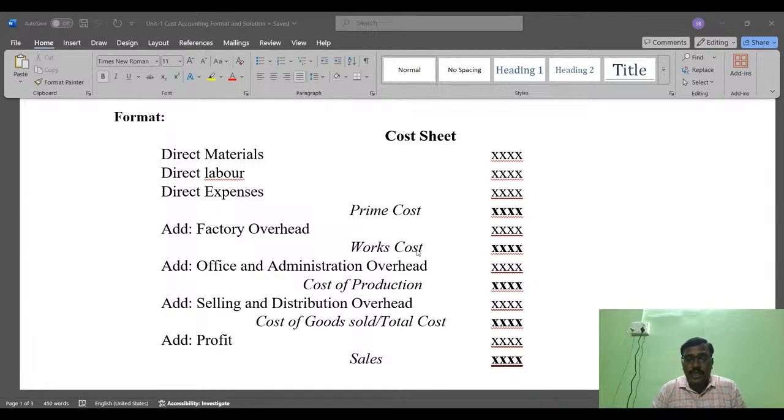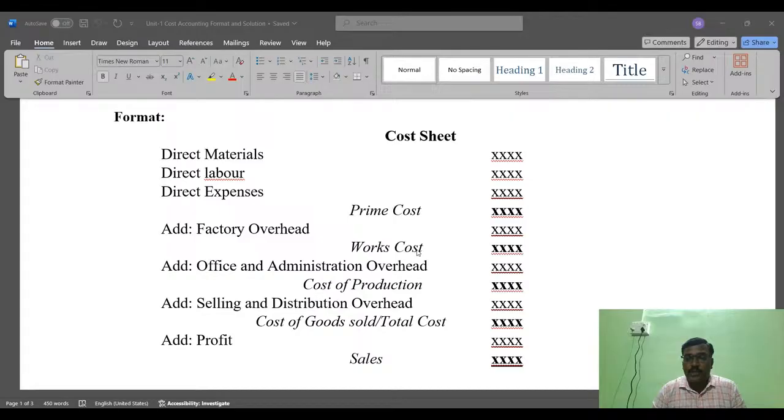The first item entered in a cost sheet is direct material. In a previous session, we saw that direct material means material that is directly used to convert a raw material into a finished product. The second item is direct labor. Labor means employees: any amount incurred on an employee involved in converting the raw material into a finished product. The third entry is direct expenses. Expenses that are directly relevant to the manufacturing of goods are called direct expenses. The total of direct material, direct labor, and direct expenses is called prime cost.